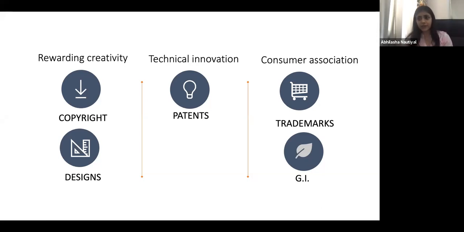Now, each of these statutes have their own procedures and own rights that are granted. So, it is important to understand the difference in scope of protection and mechanism of protection and enforcement before we actually reach the stage of enforcement or even defending against a claim based on any of the IP rights.